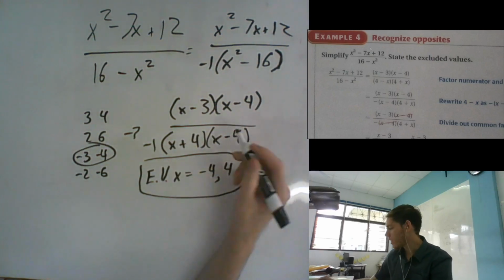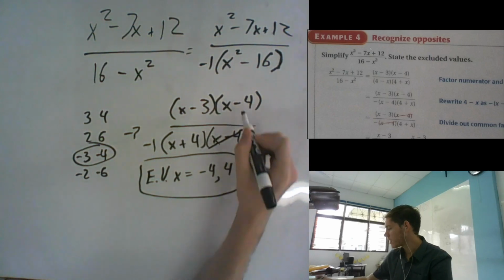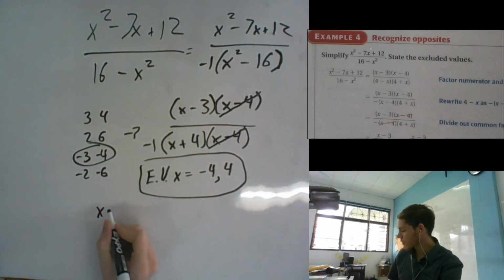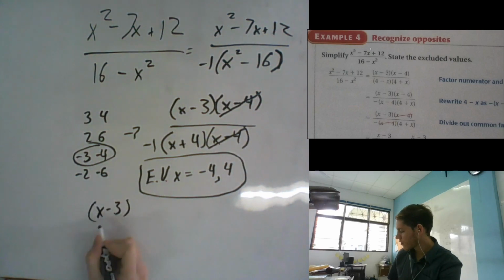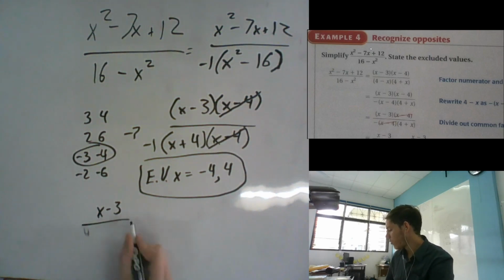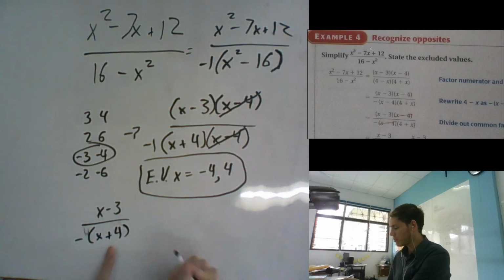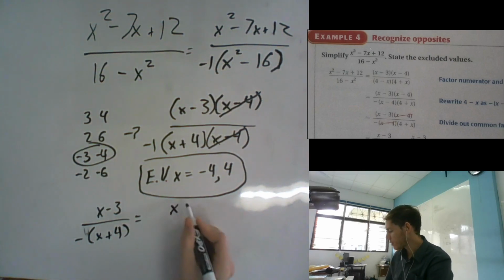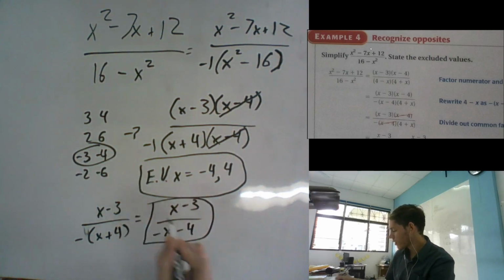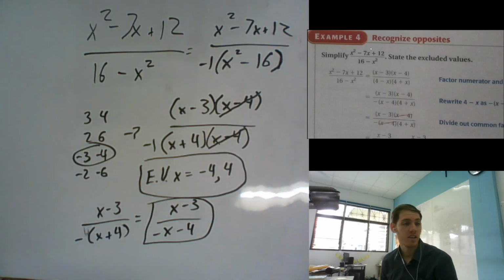So, what can we cancel? We can cancel an x minus 4 and x minus 4. So we get x minus 3 over negative x plus 4. Now you can distribute this if you want to simplify it a little more. So we get negative x minus 4. And that would be our answer right there. Okay?